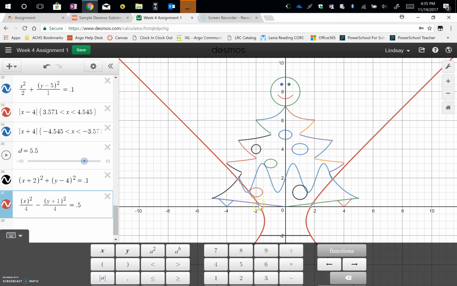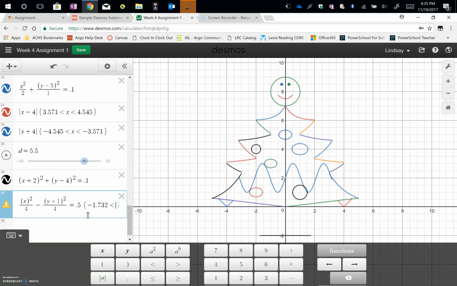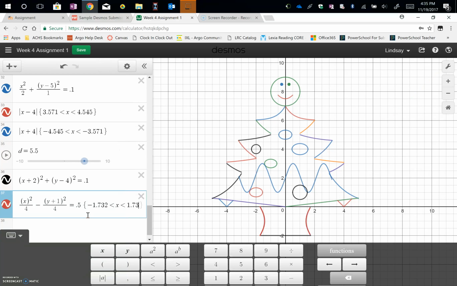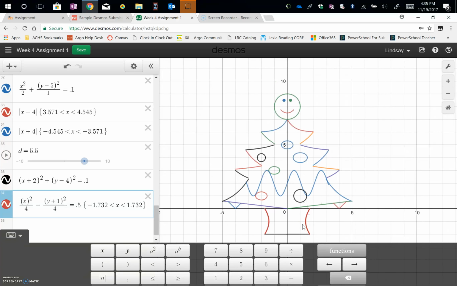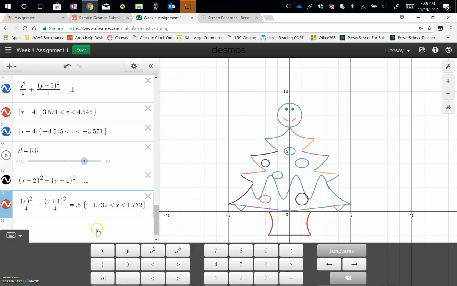I obviously need to form some restrictions so that it doesn't go past the tree and through the tree. So in order to form my restrictions, I'm going to make my restrictions at -1.732 to +1.732, just because I calculated this beforehand. So this is what my hyperbola would look like with some restrictions, so it doesn't go past the tree. So this is my stem of the tree.